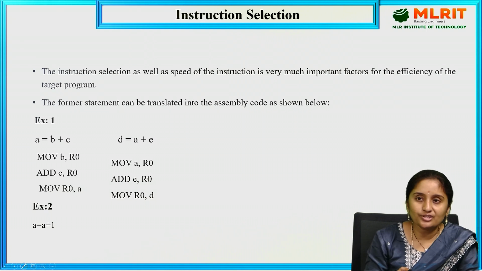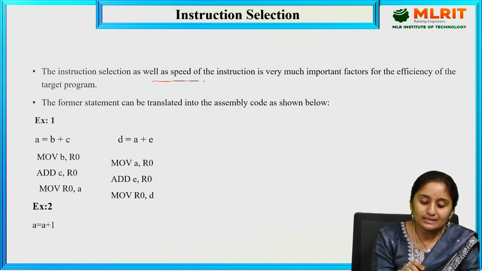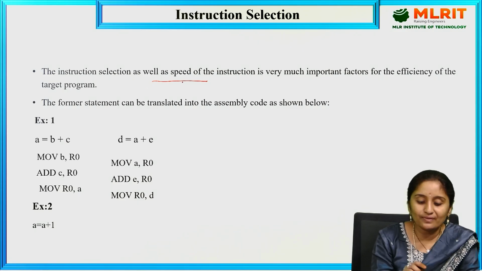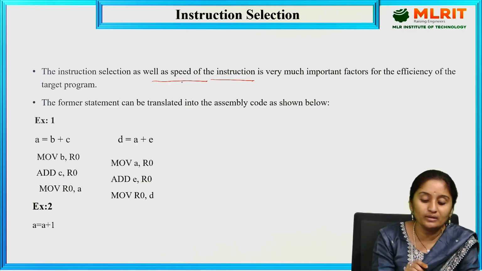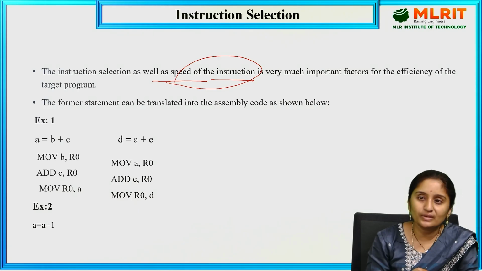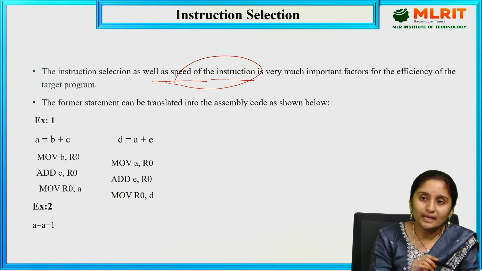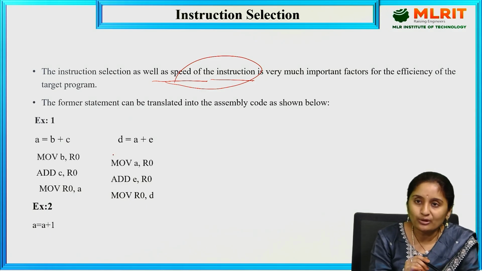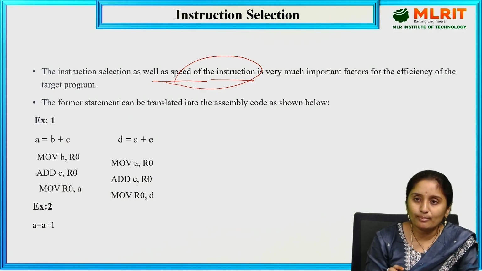Coming to the instruction selection, here we are going to concentrate mainly on the instruction selection as well as the speed of the instruction. These are the two important factors for the efficiency of the target program. To generate the target program, we concentrate on how the instructions are selected and what the speed of the instructions is.